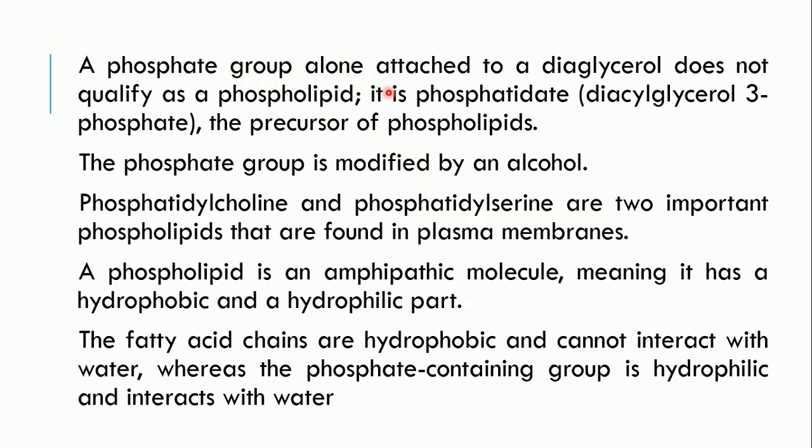A phosphate group alone attached to a diacylglycerol does not qualify as a phospholipid. It is phosphatidate, that is diacylglycerol 3-phosphate, the precursor of phospholipids. The phosphate group is modified by an alcohol. Phosphatidylcholine and phosphatidylserine are two important phospholipids found in plasma membranes. A phospholipid is an amphipathic molecule, meaning it has a hydrophobic and a hydrophilic part. The fatty acid chains are hydrophobic and cannot interact with water, whereas the phosphate-containing group is hydrophilic and interacts with water.